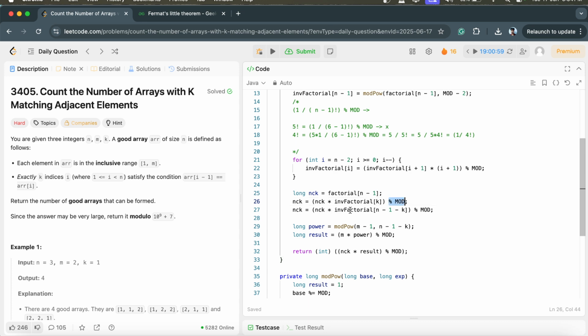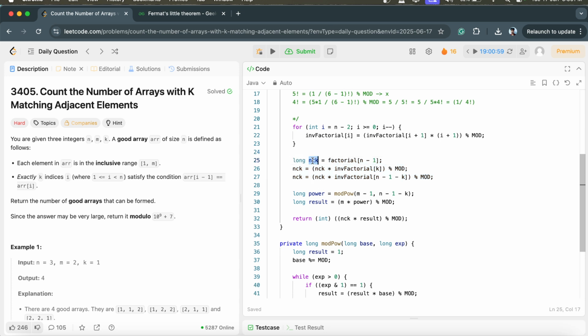Now again we are getting the inverse factorial of n minus 1 minus k, because that was the formula, right? So n minus 1 factorial divided by k factorial into n minus 1 minus k factorial. This value will also be available in this inverse factorial array. That is what we derived, and we keep getting this value. So nCk is what we figured out.